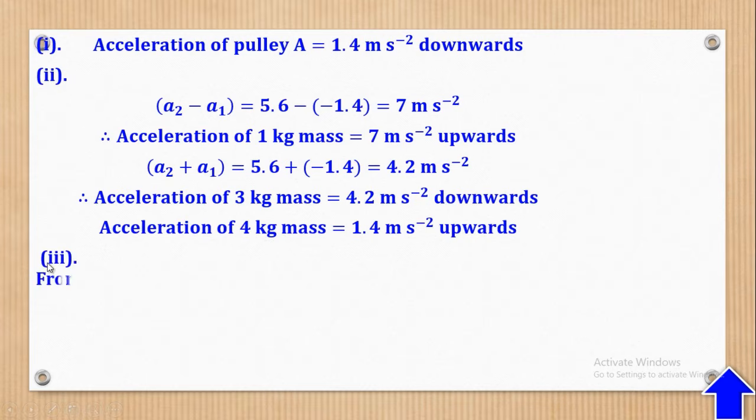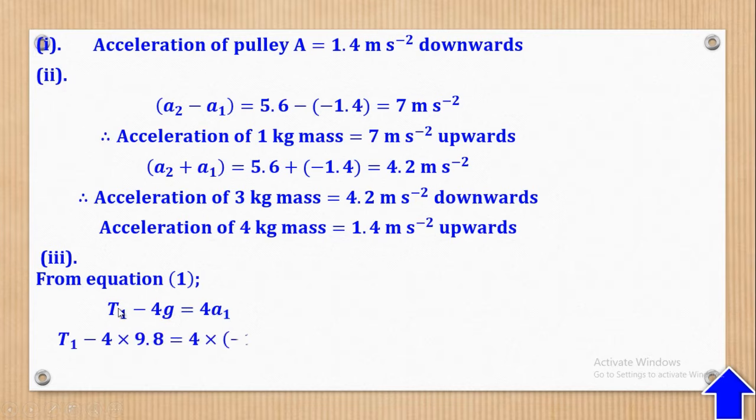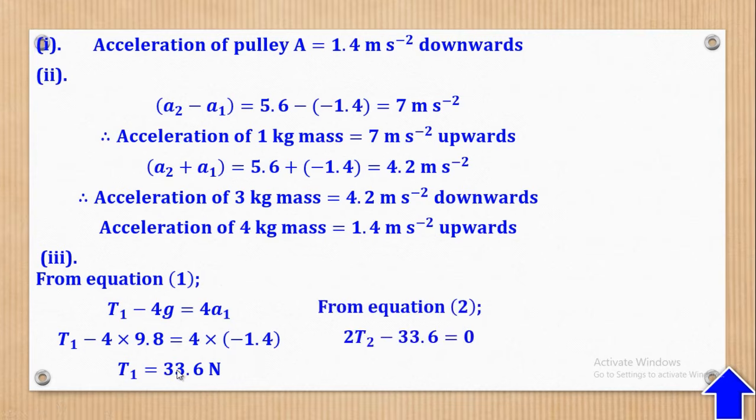Now for Roman 3, we shall see that from equation 1, I'll substitute in this for A1 to remain with T1 as the only unknown. So when I substitute, I'll come up with that. Therefore, T1 will be 33.6 newtons. What about from equation 2? From equation 2, I'll substitute that and remain with only T2, which is the only unknown. Therefore, T2 will be equal to 16.8 newtons. So basically, that's what they wanted.